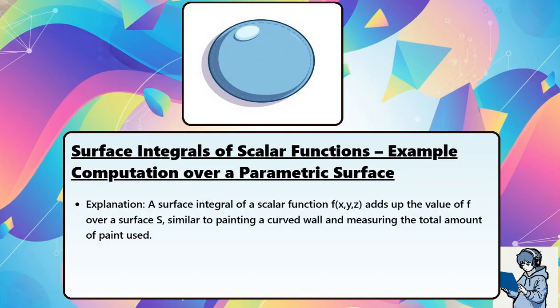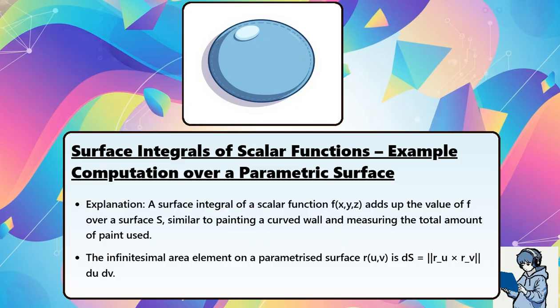Explanation: a surface integral of a scalar function f of x, y, z adds up the value of f over a surface S, similar to painting a curved wall and measuring the total amount of paint used. The infinitesimal area element on a parametrized surface r of u, v is dS equals the magnitude of r sub u cross r sub v times du dv.